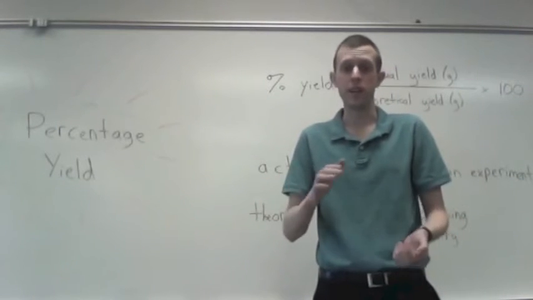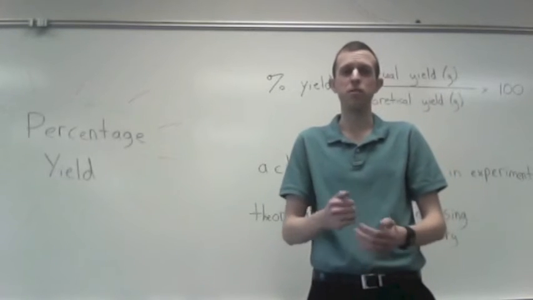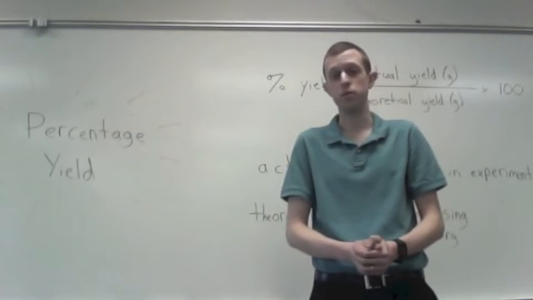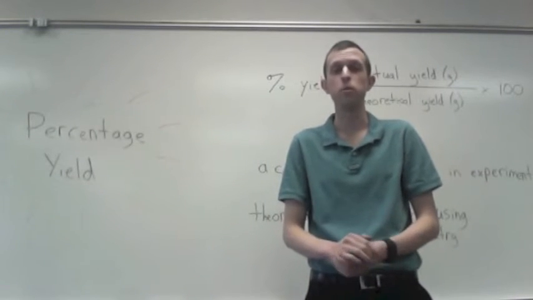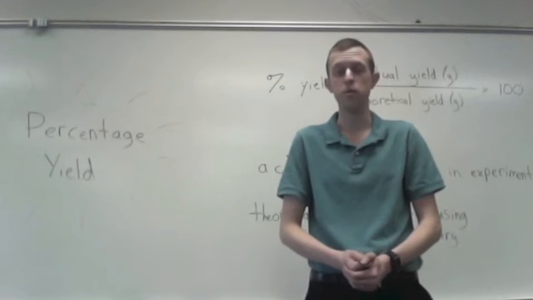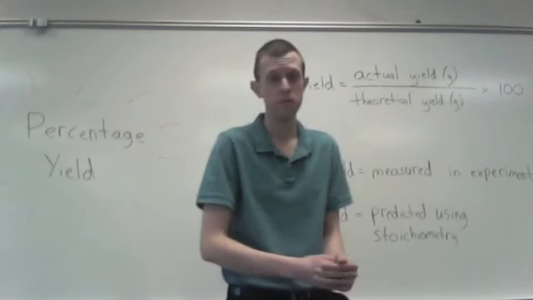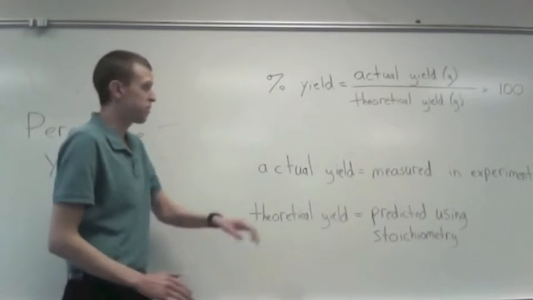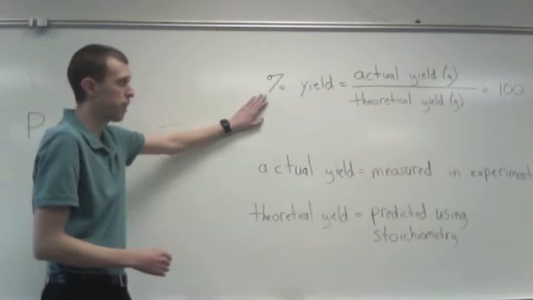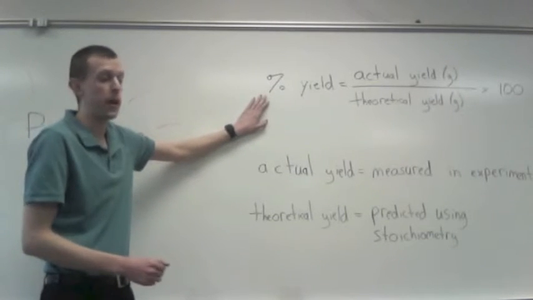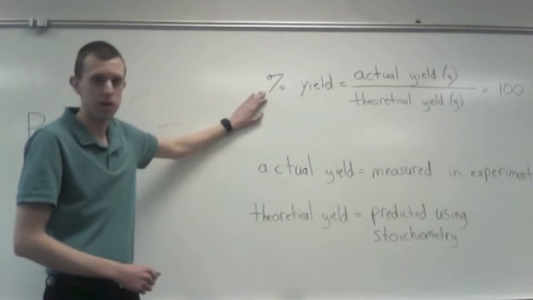Percentage yield is actually not a complicated idea. It's simply a way to express how much of some product has been produced in a reaction in an experiment compared to how much we predict would be produced using stoichiometry. We can express this as an equation. Percentage yield is equal to the actual yield divided by the theoretical yield, both measured in grams, in mass anyway, multiplied by 100 at the end to make this into a percent.